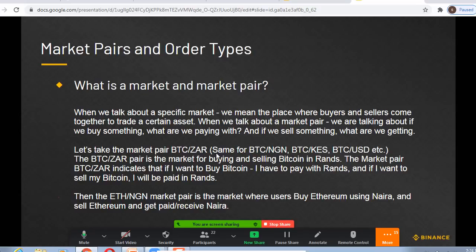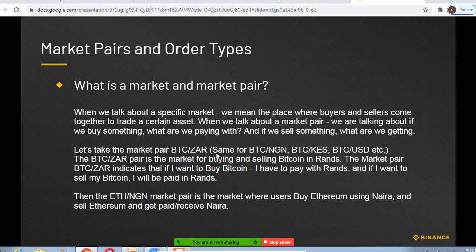So if you have BTC ZAR as a pair, then it means that the market for buying and selling Bitcoin is in rands. That means you can use rand to buy Bitcoin, and you can sell your Bitcoin for rand. That's what it means. So the market pair BTC ZAR indicates that if you want to buy Bitcoin, you have to pay with rand. Just the same thing that occurs in our local market that we do every day. And if you want to sell Bitcoin, you will be paid in rands. It's very simple.